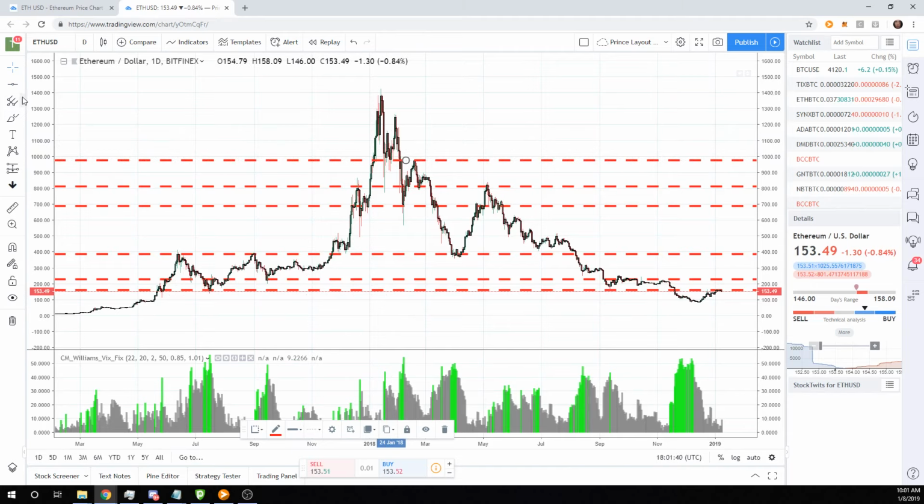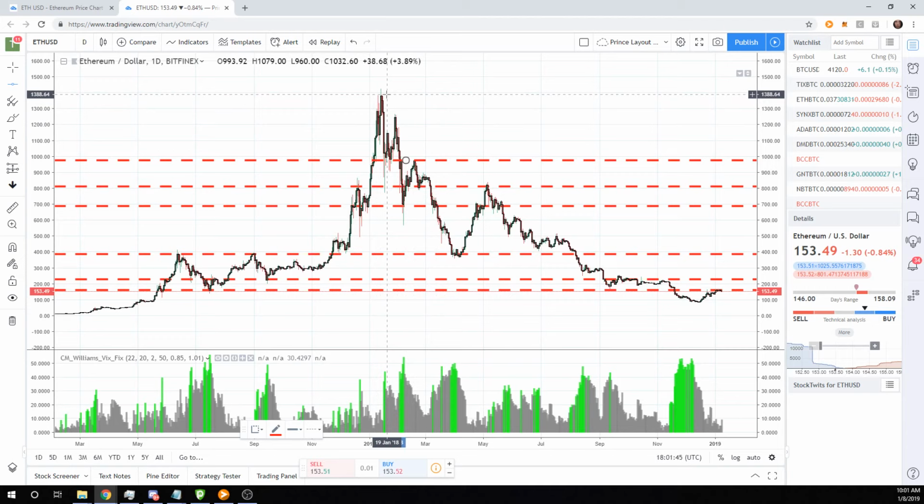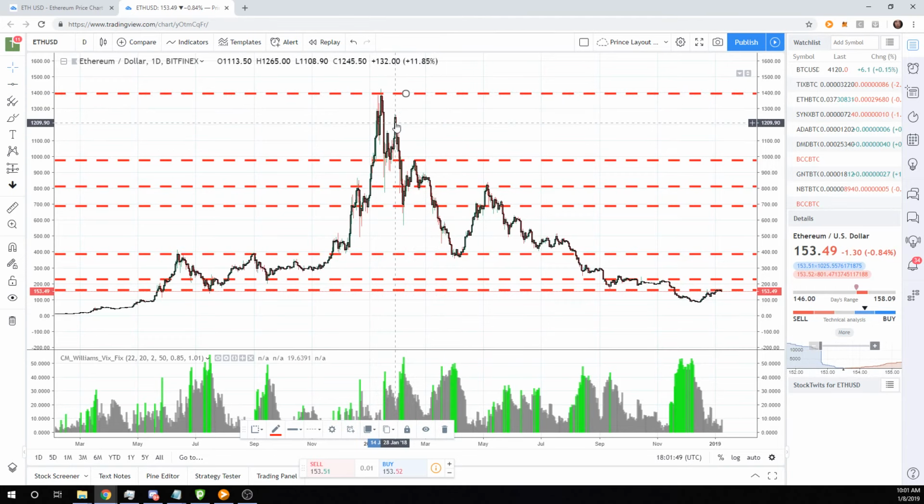But we definitely can see that we do have valid resistance points. This is clearly the top of the market. So I'm just going to go ahead and mark that the top of the market. And these are correlated points in the future, but I don't think they're very relevant to our analysis right now.